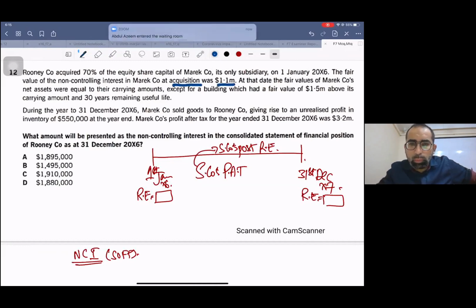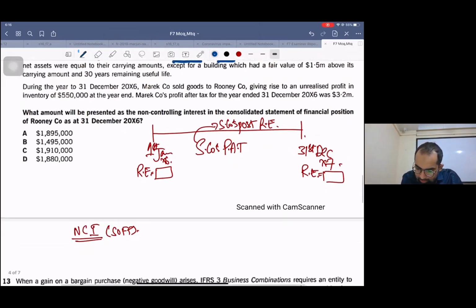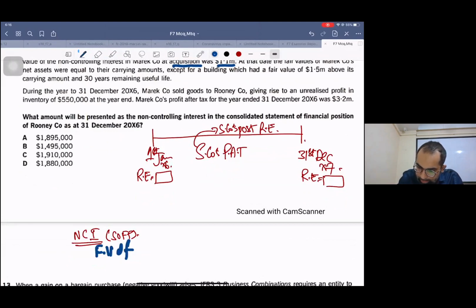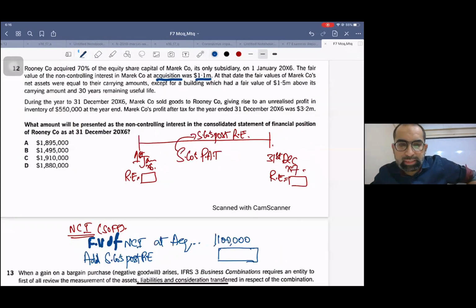So now what you do? You adjust S company's post profits in it. Okay, so wait. If I write it like this: fair value of NCI at acquisition, it's 1100, 1.1 million means 1,100,000. Okay. Now add S company's post retained earning. This we need to find. Don't worry, I will find it for you.